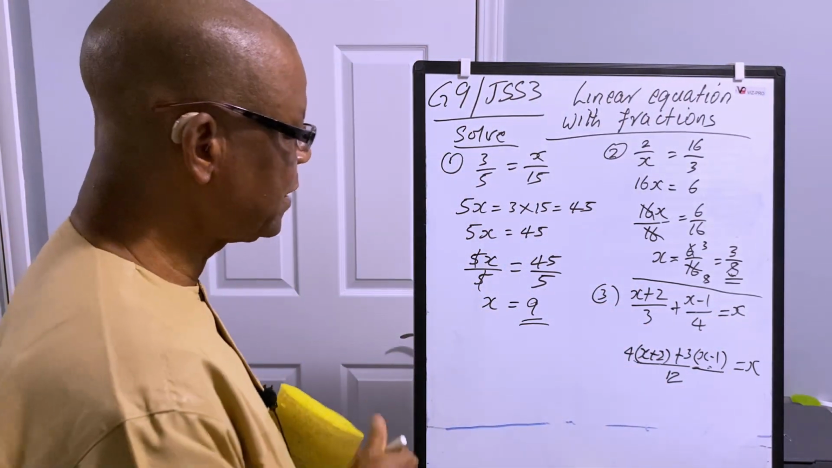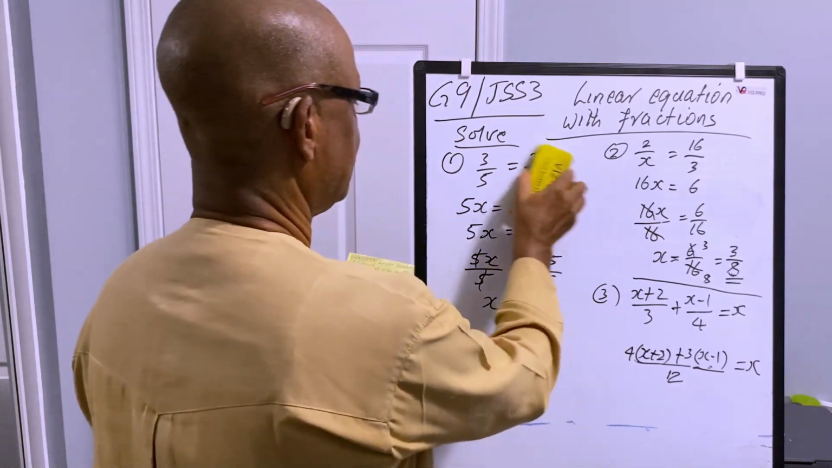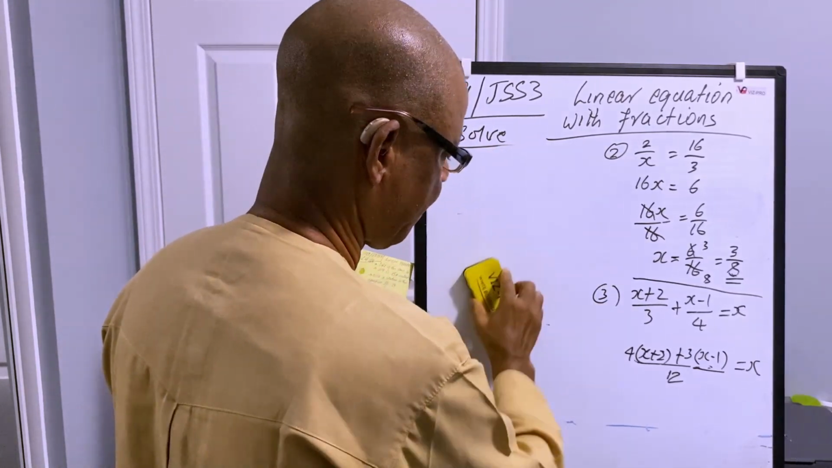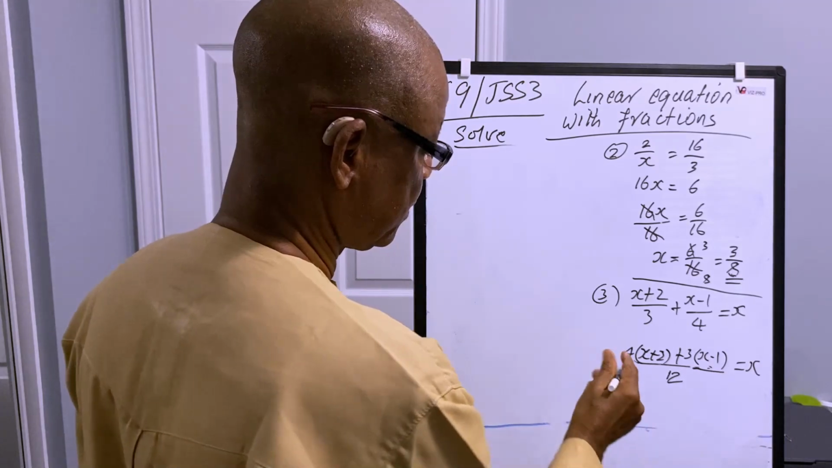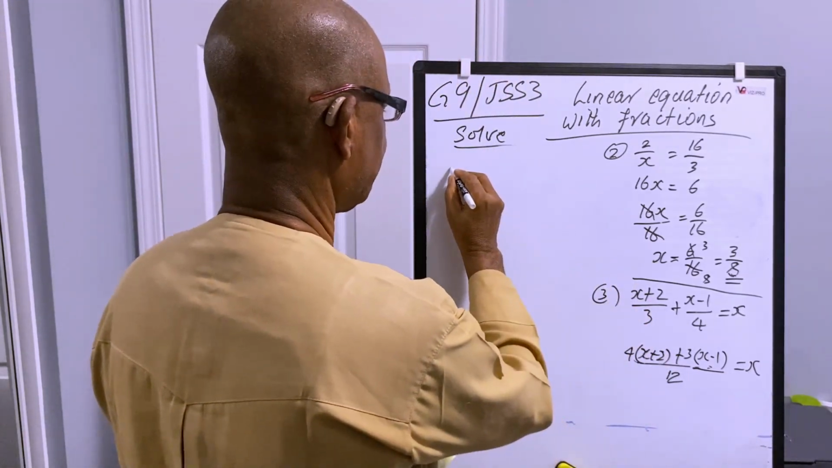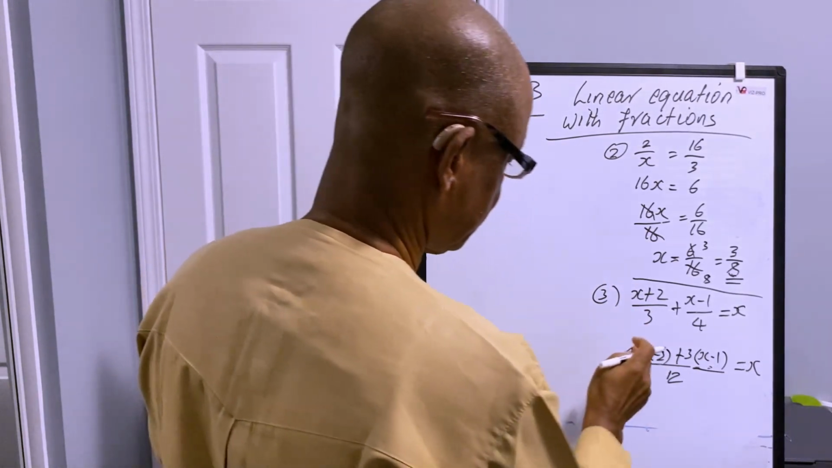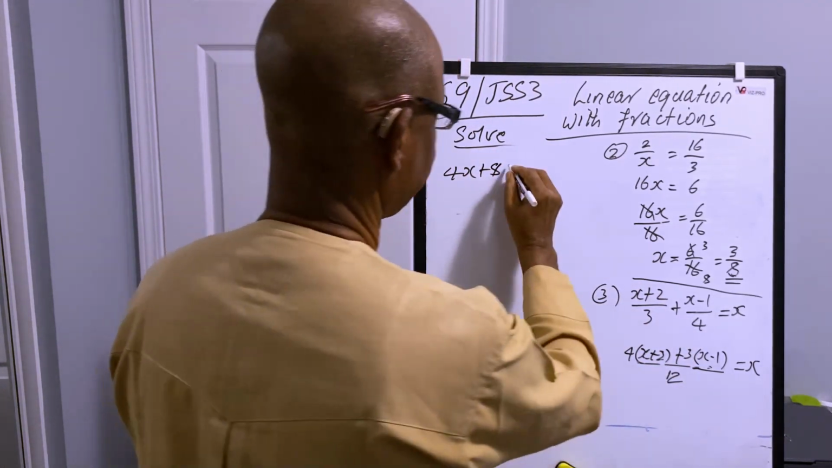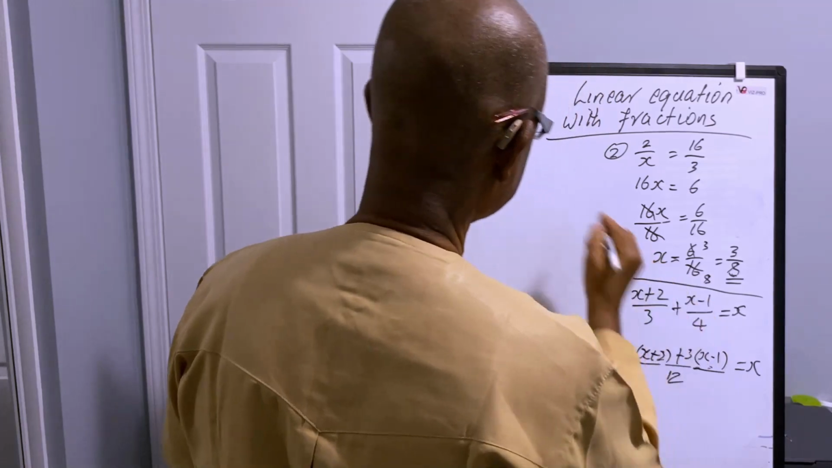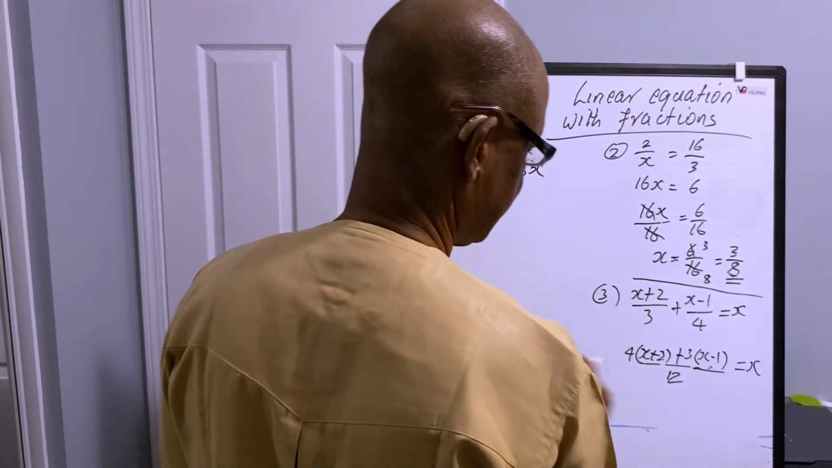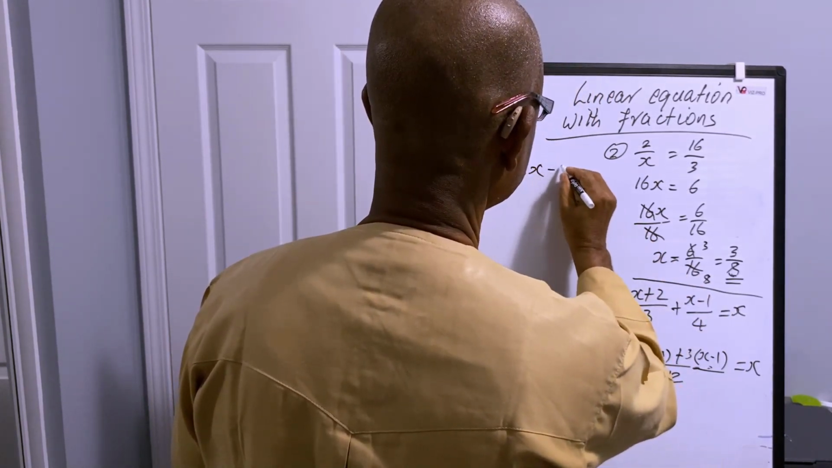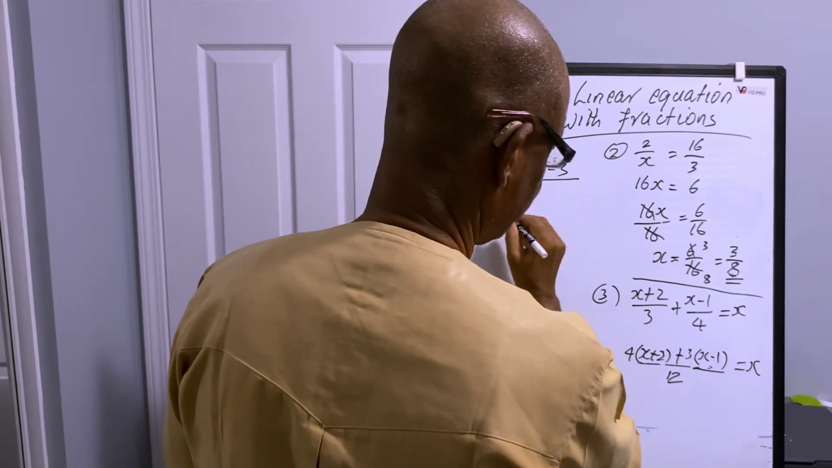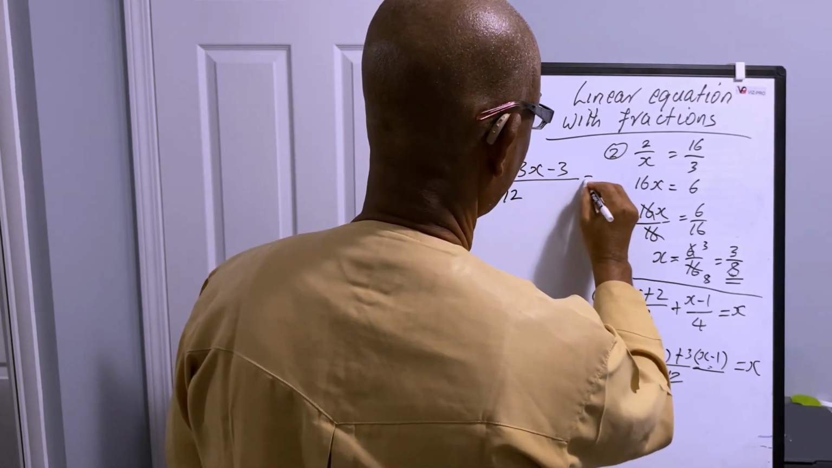We now open the bracket. 4 times x is 4x, 4 times 2 is 8, plus 3 times x is 3x, 3 times minus 1 is minus 3, all over 12 equals x.